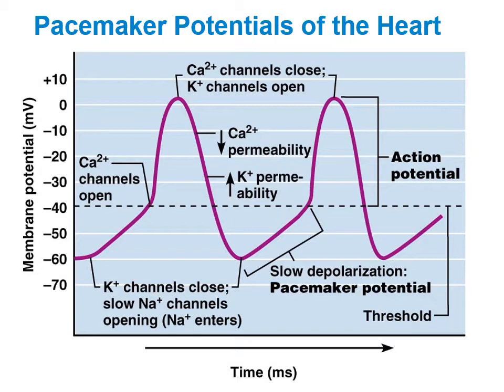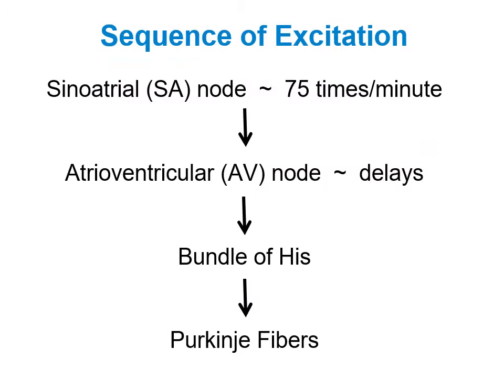Again, I suggest you pause here and review the differences between a regular action potential and these pacemaker potentials. Once pacemaker potentials are generated, they travel through these structures. This is the intrinsic conduction system of the heart. The sinoatrial, or SA node, is located in the septum between the two atria. Pacemaker potentials are generated here, which is why the SA node is known as the pacemaker.